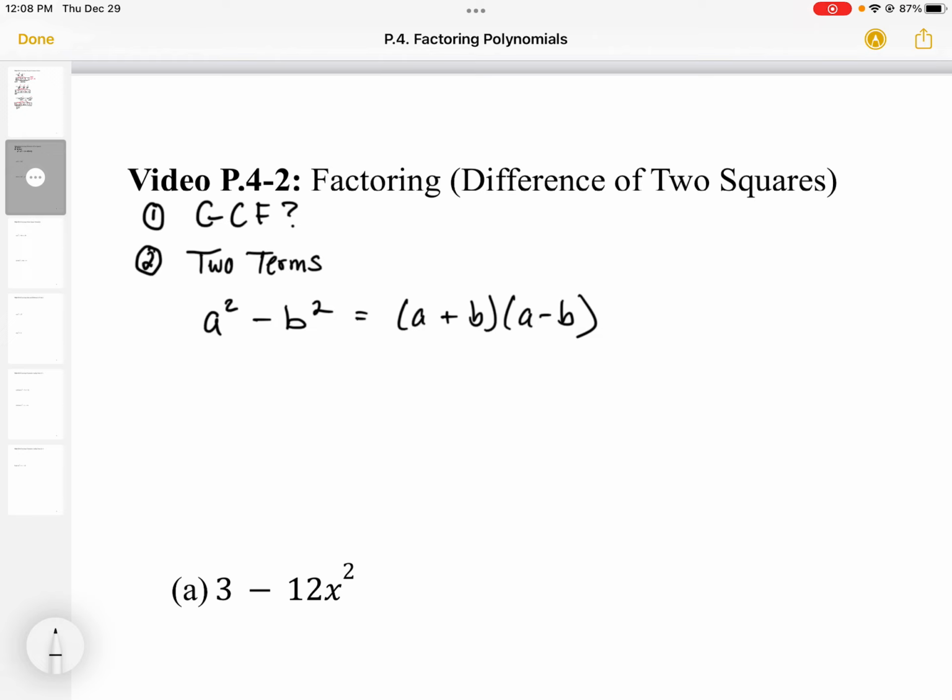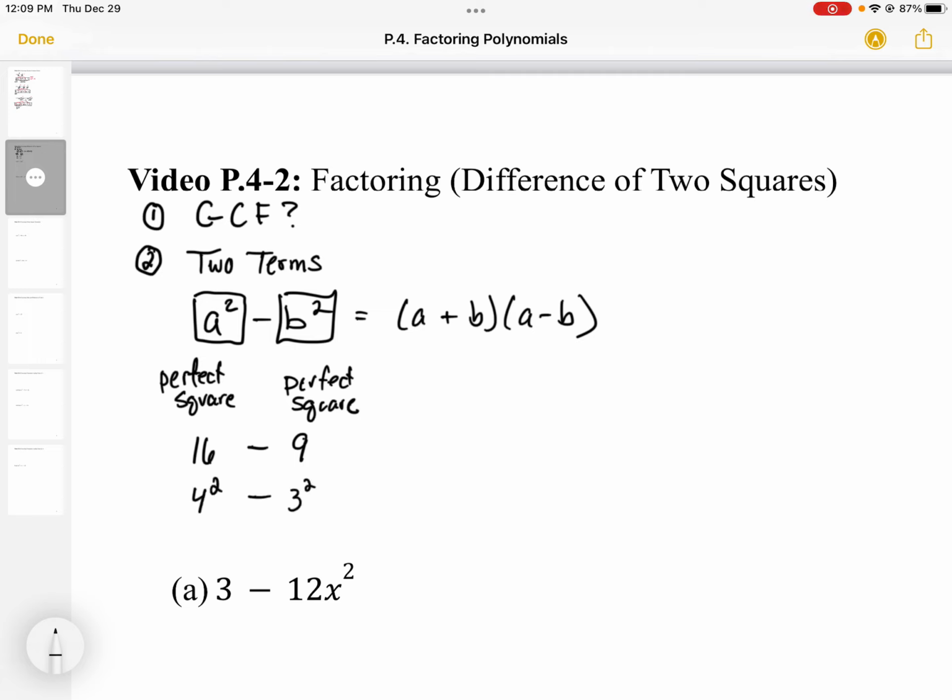So remember, this term right here, a squared, is a perfect square. And b squared is a perfect square. So oftentimes, it's not going to look like it's in that format. You might get something like, without even variables, 16 minus 9. We could rewrite 16 as 4 squared, and we could rewrite 9 as 3 squared. So now we can see that this is a difference of two squares, and we can factor that as a plus b times a minus b.